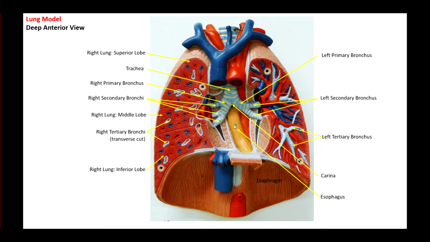Here's your esophagus. This would be your thoracic aorta right over here. I didn't label it, but we would know that already.